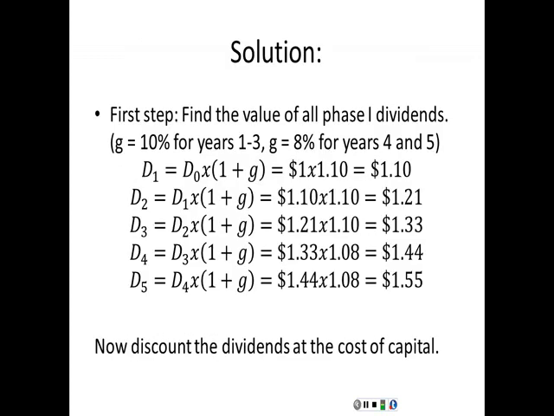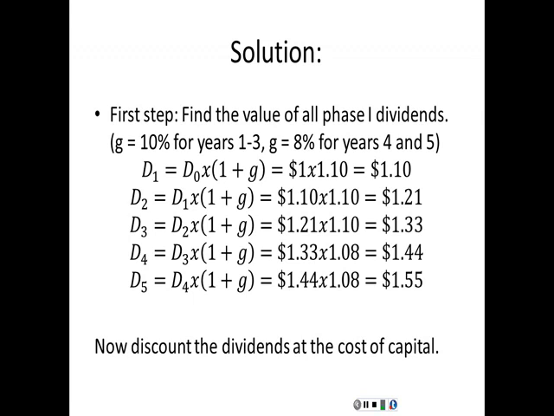First, our first step is to find the value of all phase one dividends. So if you recall, dividends grow at 10% for the first 3 years and then 8% for years 4 and 5. There's a couple of ways you can get at this, but I just like linking one dividend to the next. So the dividend at time 1 would of course be the $1 of dividend we just paid times 1 plus the growth rate of 10%. The dividend then at year 2 would be dividend at time 1 times 1 plus g. So we take that $1.10 we just solved for and multiply by 1 plus the growth rate again. We do the same thing for year 3. We take the year 2 dividend of $1.21 and we multiply by $1.10.